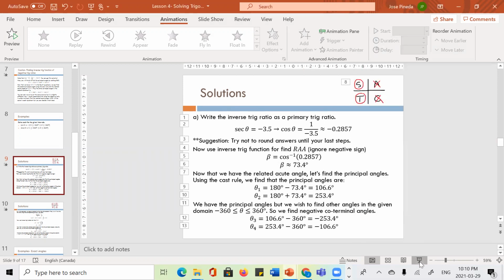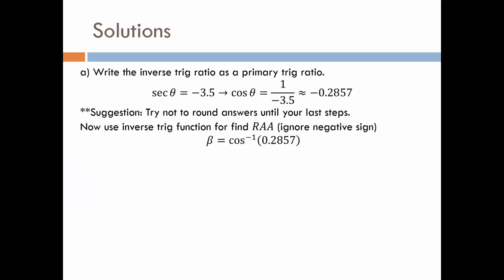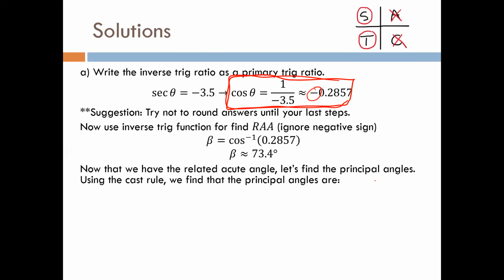So now that I know what my related acute angle is, all I need to do now is figure out what the principal angles are. If I know my related acute angle is 73.4, I'm going to use this to help me figure out what the principal angles are. So first of all, where are the principal angles? Well, we look back at our cosine ratio here. We know that since it's cosine that we're looking at, the cosine ratio is negative.